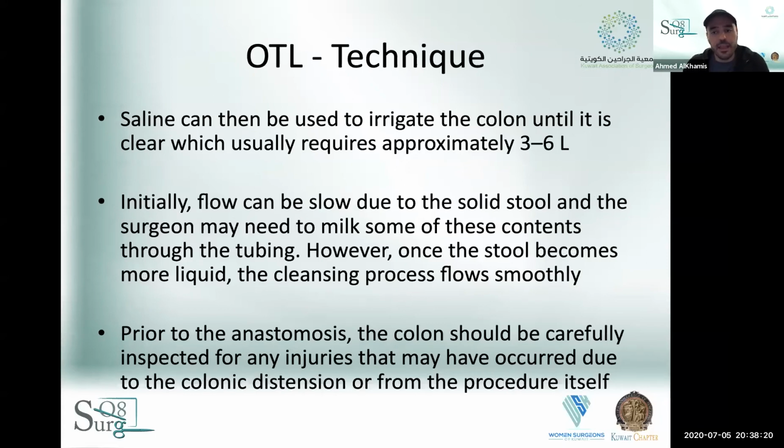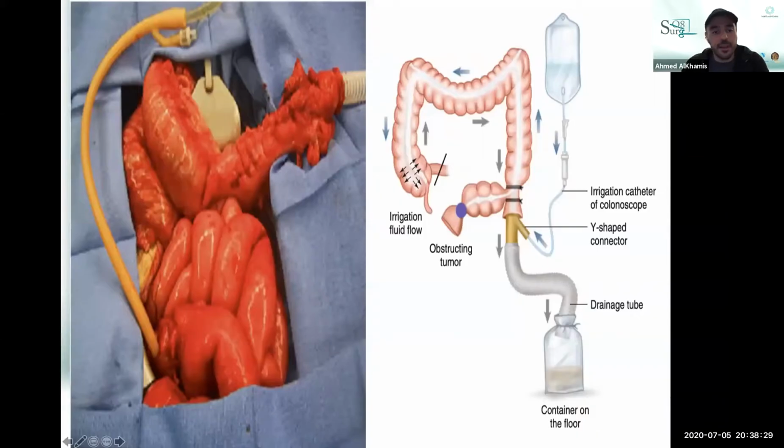So you understand? There are multiple techniques to do it, but I think if you look at the picture here on the left side, basically that's it. They mobilized, this is not my picture, I borrowed it. So they mobilized both flexures and they brought the left colon up, so it's outside the abdominal cavity. This is, I think, through the ileum potentially, and they're just washing, okay?